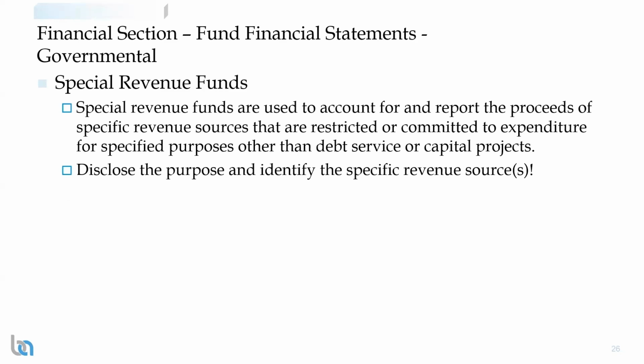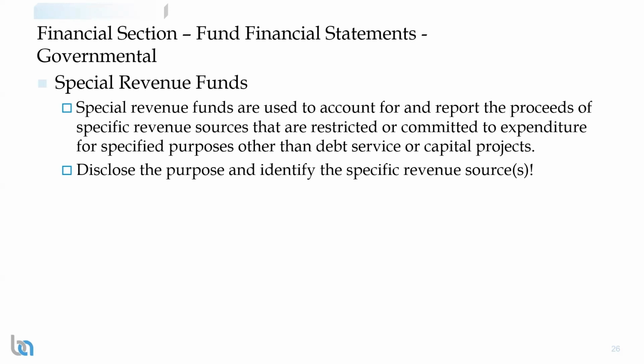So special revenue funds are funds that account for monies that have a specific use. They're driven by the expenditures versus the revenues themselves. Usually this is something that requires evaluation.